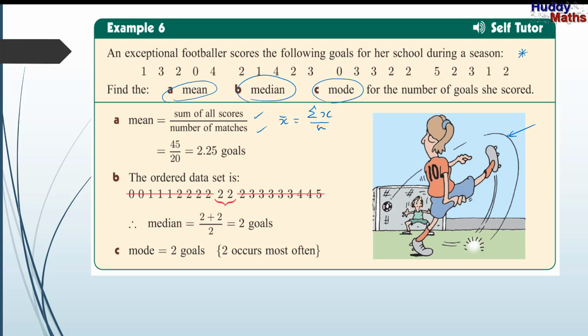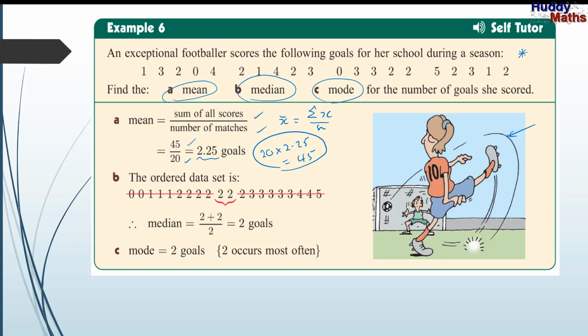So here, add them all up, it's 45 divided by 20, it's 2.25, or 2.25 goals per match. That's her average or mean. You can't kick 2.25 goals, but you can still quote that as a mean, because the understanding is that if that's what you kicked every game, you would get the same total. Obviously you can't get that particular value, but that's what it averages out to, if you'd like to say, on the average.